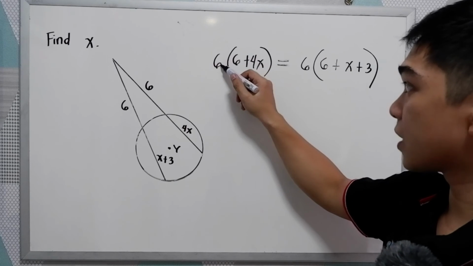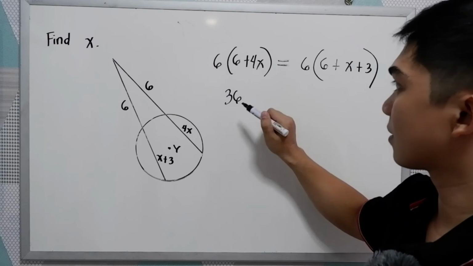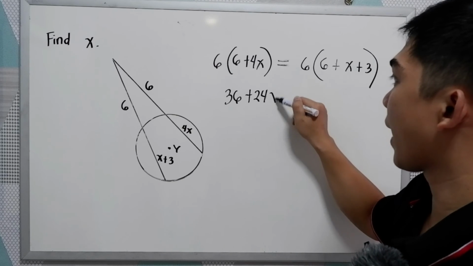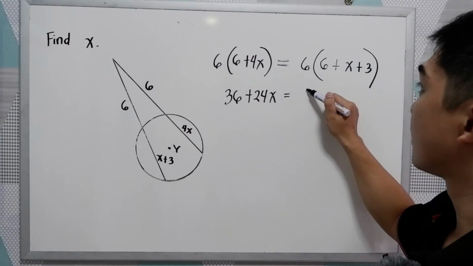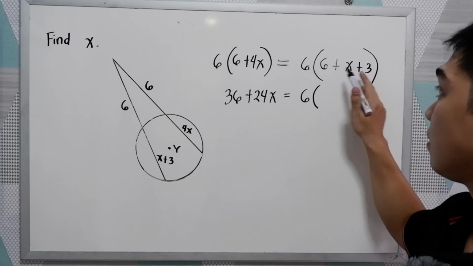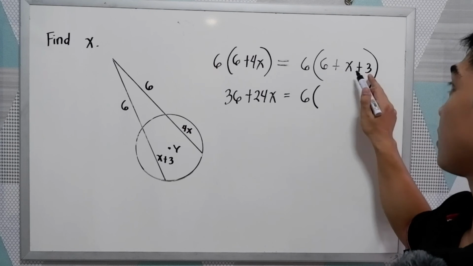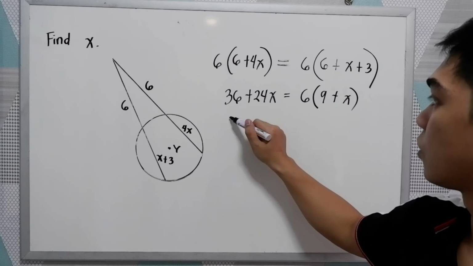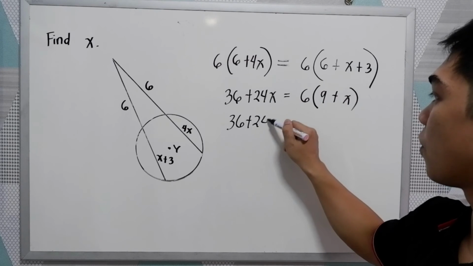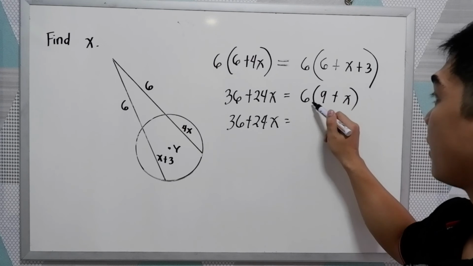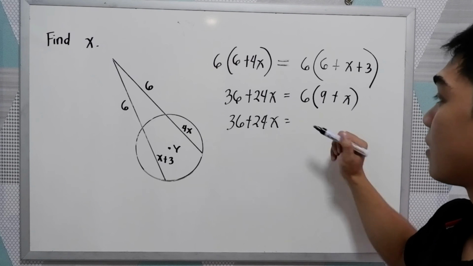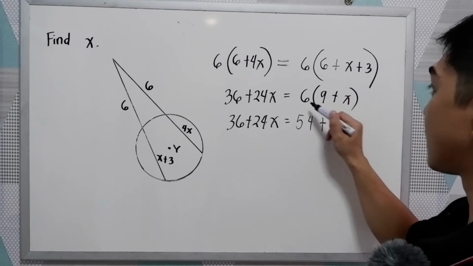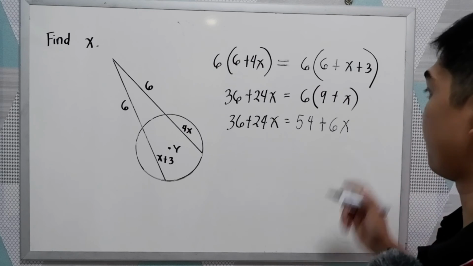Now distribute. 6 times 6, that is 36. 6 times positive 4x, positive 24x, is equal to 6 times 9 plus x. Okay. So we have 36 plus 24x equals 9 times 6, that is 54, plus 6 times x, that is 6x.